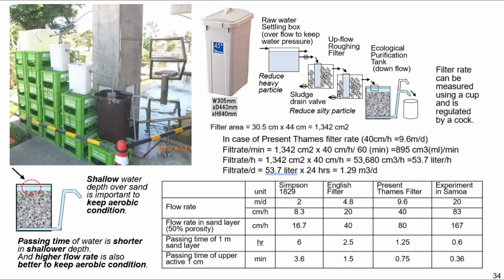Two hundred years ago, the James Simpson filter adopted 2 meters per day. The widespread English filter rate is 4.8 meters per day. And the present Thames filter is 9.6 meters per day. And we examined a much higher flow rate in tropical Samoa. We could get the same high quality of filtrate using 20 meters per day. Biological activity is more active in a warm environment.